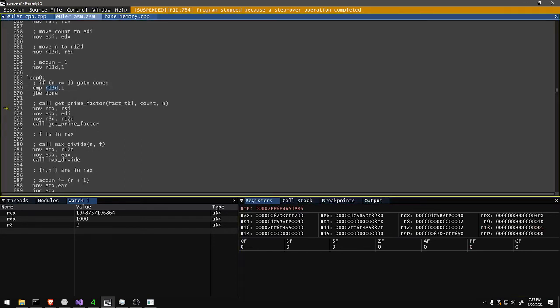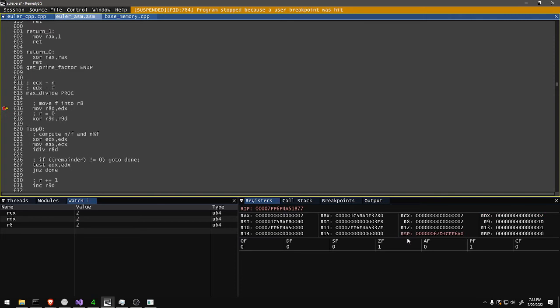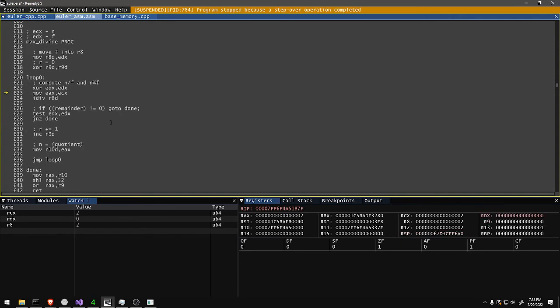It is not. We call get prime factor, which is going to clobber some stuff and put RAX to 2. It actually didn't change anything else. Crazy. Max divide is going to take ECX as R12, our n, and EDX has the result of get prime factor. So we have a prime factor there, which is 2, figures out the result of max divide. Here we get, not an issue.